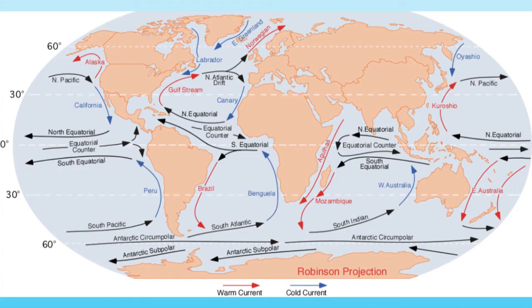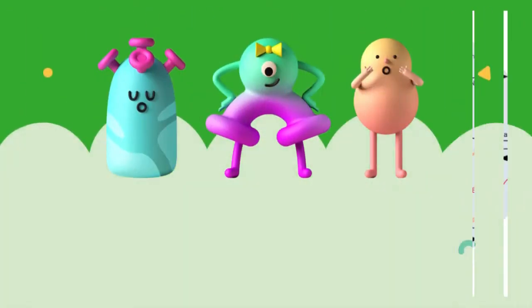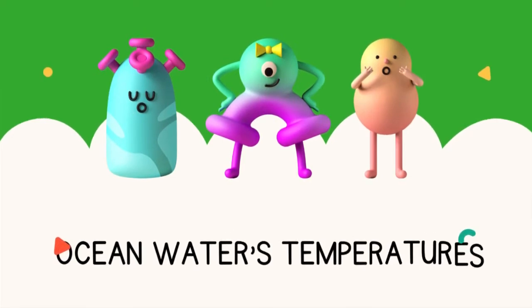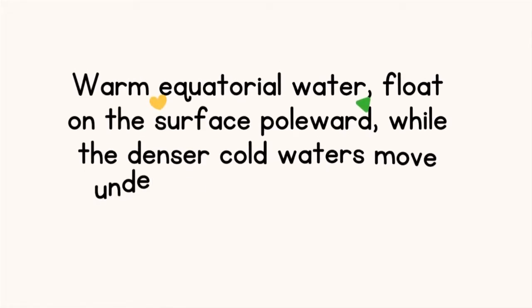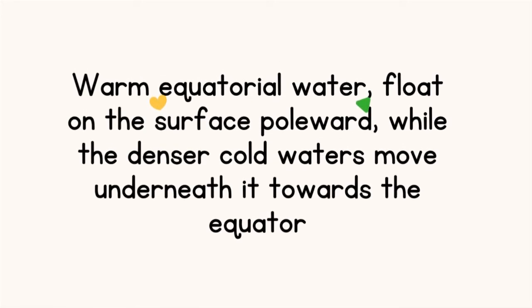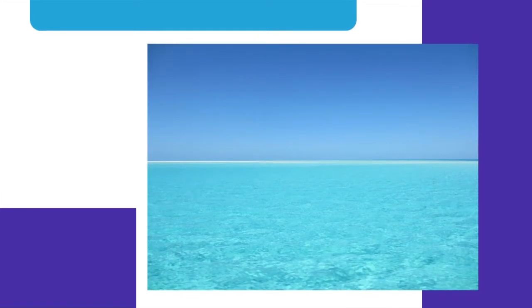The last phenomenon within the ocean is ocean water temperature, which tends to vary diagonally and vertically. This can be caused by latitude as well as heating from the sun.